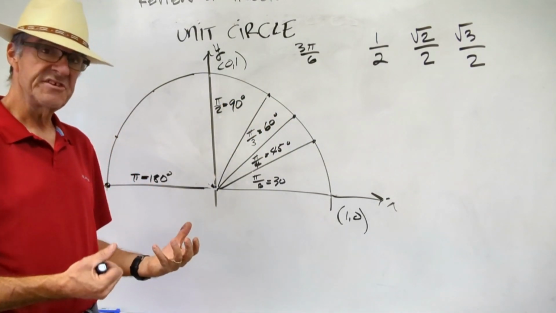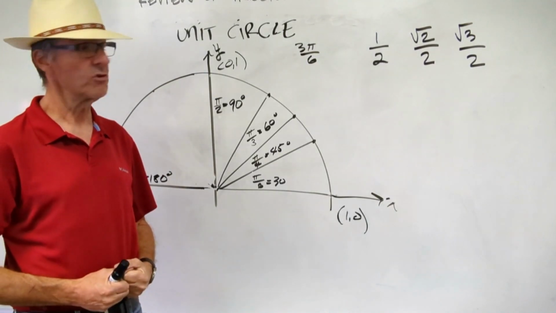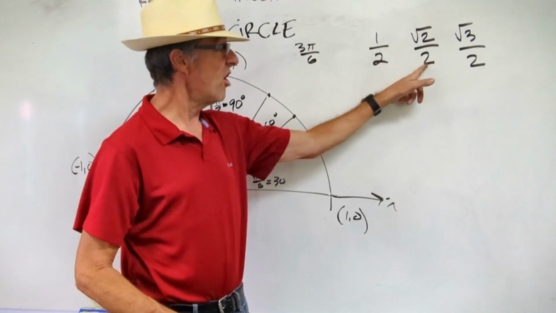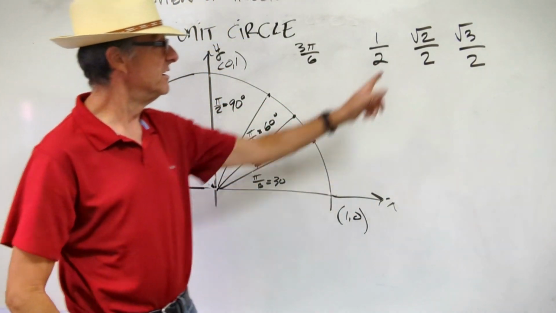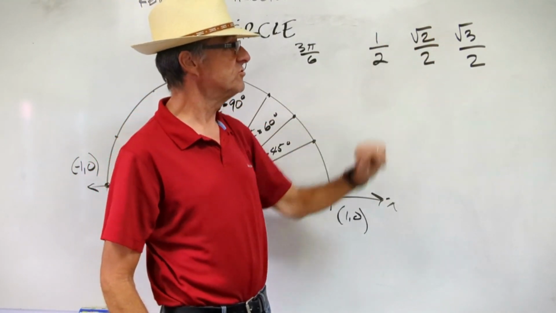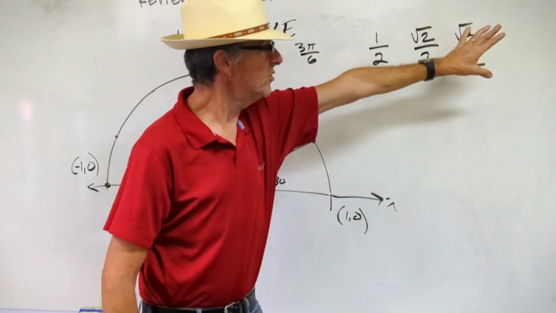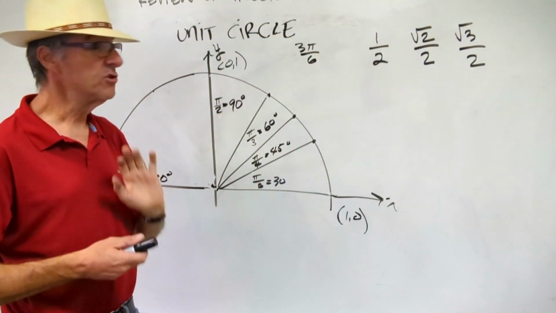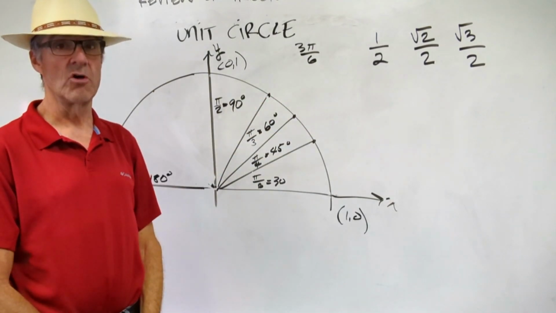So I've come up with a little system that should help you remember it. There's really only 3 values that you need to remember, and it's kind of nice. They're all over 2, so that's simple. And here's a nice little pattern. It's 1 over 2, root 2 over 2, and root 3 over 2. So it goes 1, 2, 3. So if you can remember that, then you can populate your XY values as you go around.